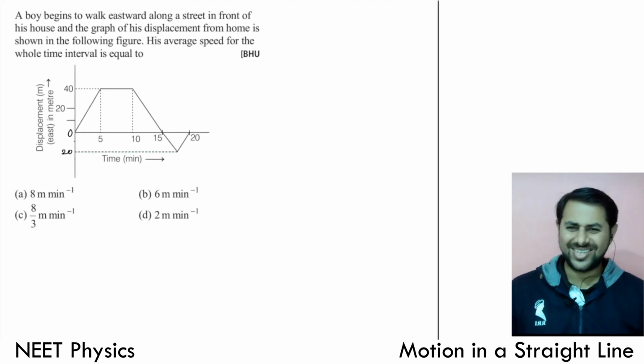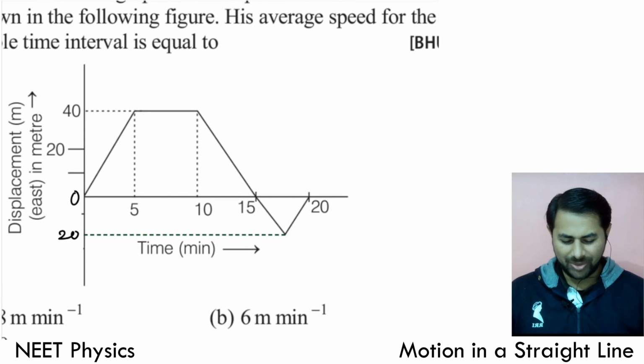This thing is clear? Yes, no? I have just changed the question, nothing else. Because the marking was not clear, I have changed the question in such a way that the answer will match with one of these answers. Anyways, let's see. So we want to find out average speed.